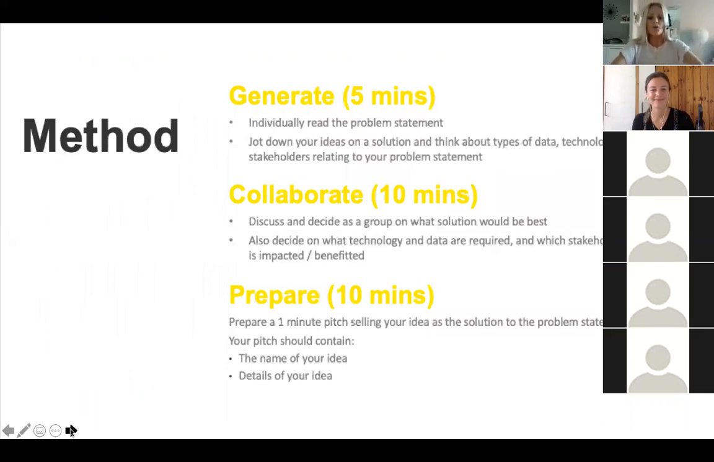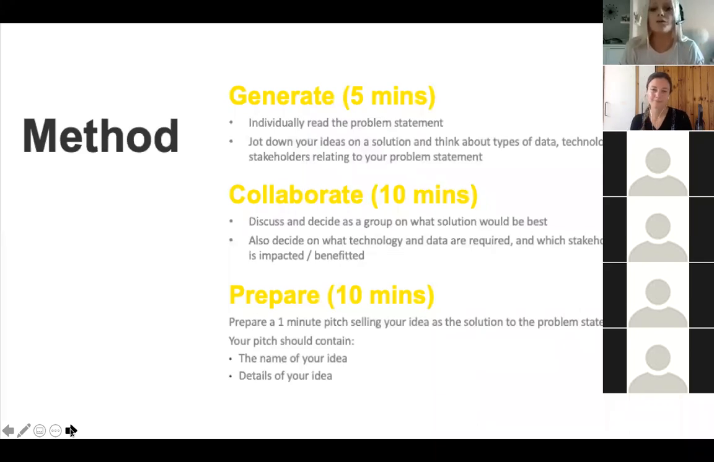So what I think would be good is, we'll go back to the slide, or perhaps you could take a picture of it so you have it to hand, but read through the problem statement on your own, maybe jot down some ideas. We'll just do this for a couple of minutes, it won't be too long, just to create your own ideas in your head. Think about what things you think would work, what kind of technologies would work.